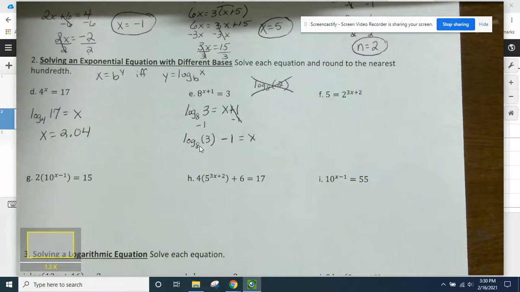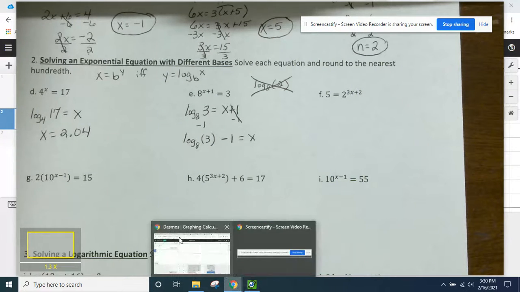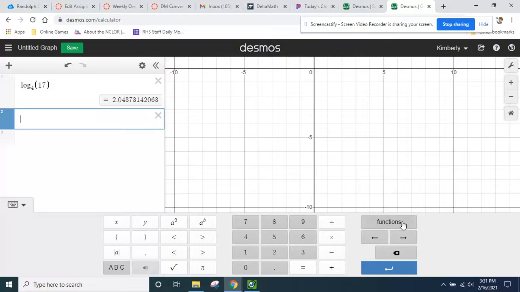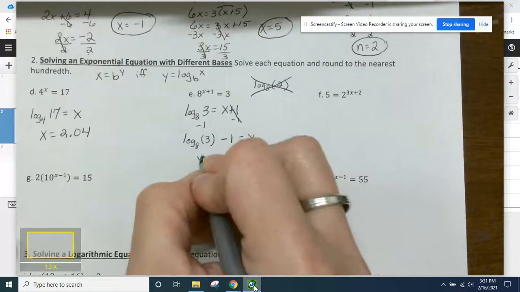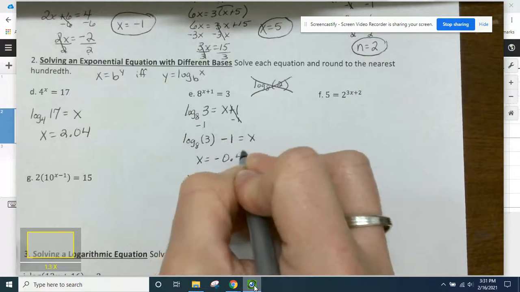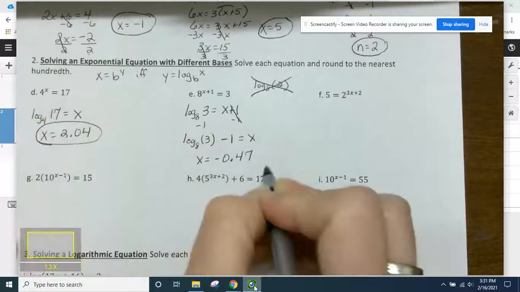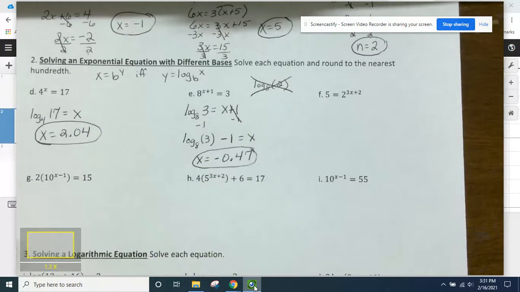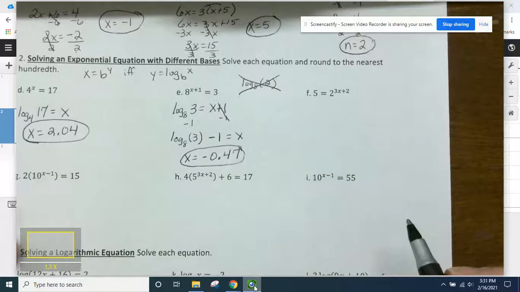Okay, so I'm going to go to Desmos and type in log base 8 of 3 minus 1. Okay, so we're going to use that function, log base A button, and we're doing the log base 8. Now notice of 3, and then I come outside of that to put the minus 1. Okay, I don't put the minus 1 inside the parentheses. All right, so if I round to the nearest hundredth, this is negative 0.47. So x equals negative 0.47. That's our answer.